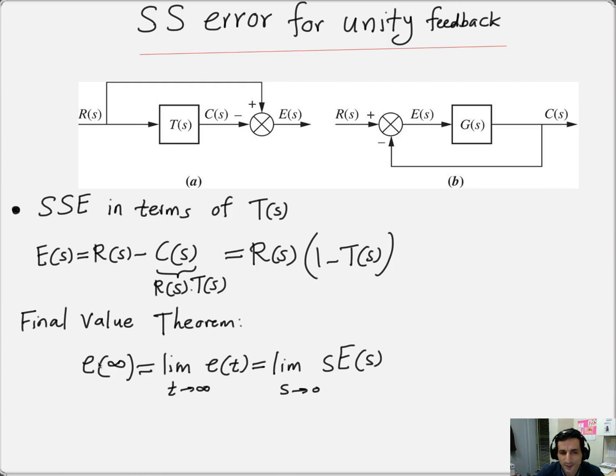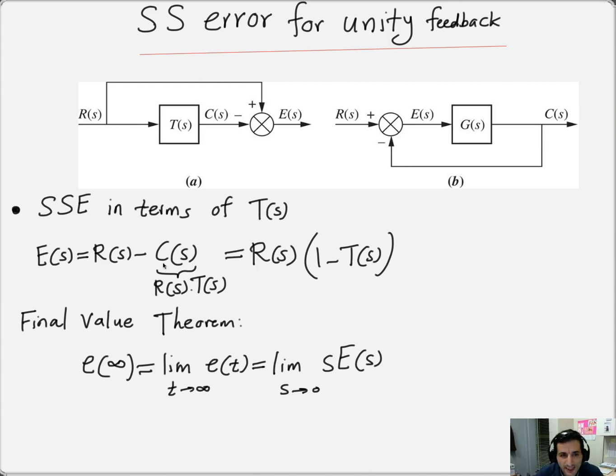For stable systems, like I said, we can use this final value theorem that tells you that E of t when t goes to infinity can be calculated by just taking the limit of S, which is a Laplace variable, multiplied by E of S, which is the Laplace transform of E of t, when S goes to 0.